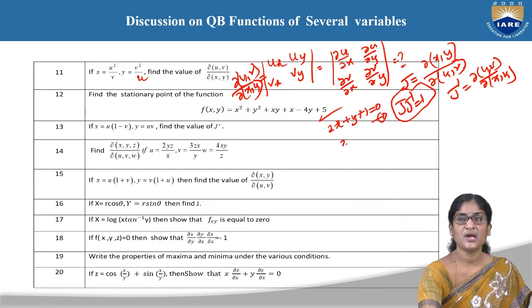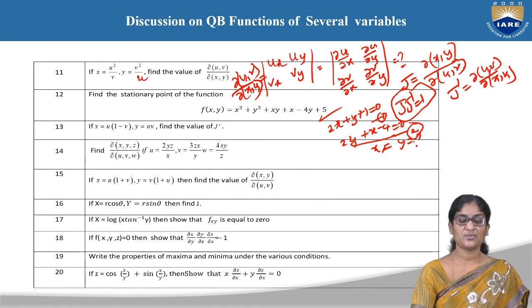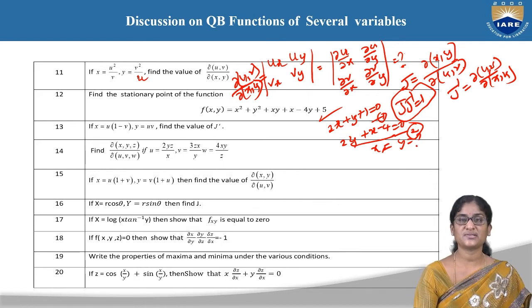Second equation, 2y plus x minus 4 is equal to 0. This is the second equation. So solving these two equations for x and y, we are going to get the stationary value. So that is how we can find out the stationary value. Stationary points or stationary values or critical values are one and the same. They are obtained by equating the first order derivatives to 0.